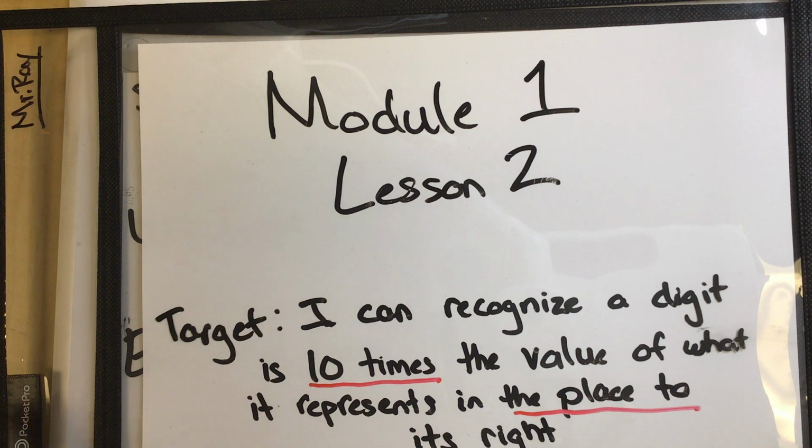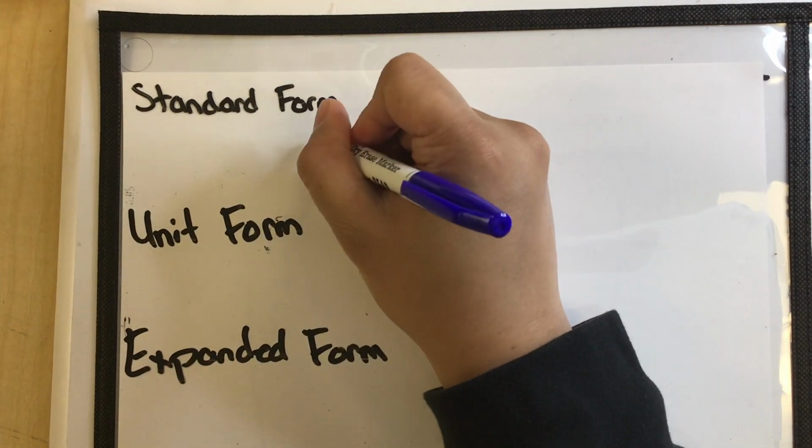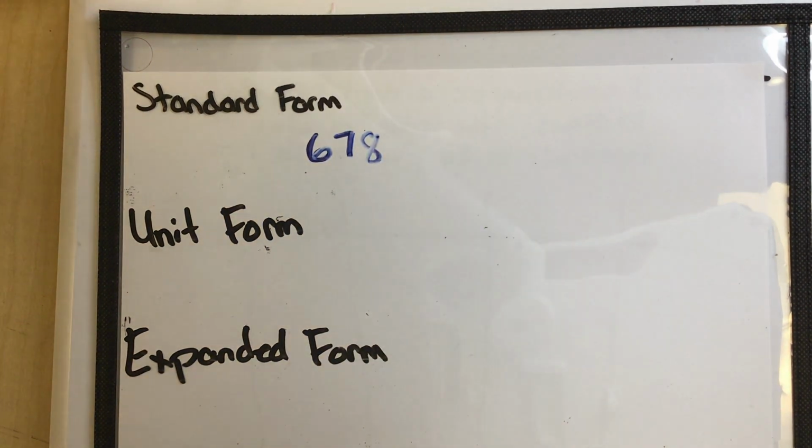But before we can do that, this lesson is going to be talking about a few other things that'll help us with understanding our place values. When we're looking at numbers, we want to recognize them in a few different forms. So we have standard form, and in standard form, we are looking at a number as we would normally write it. For instance, if the number is 678, that's how we would write it in standard form.